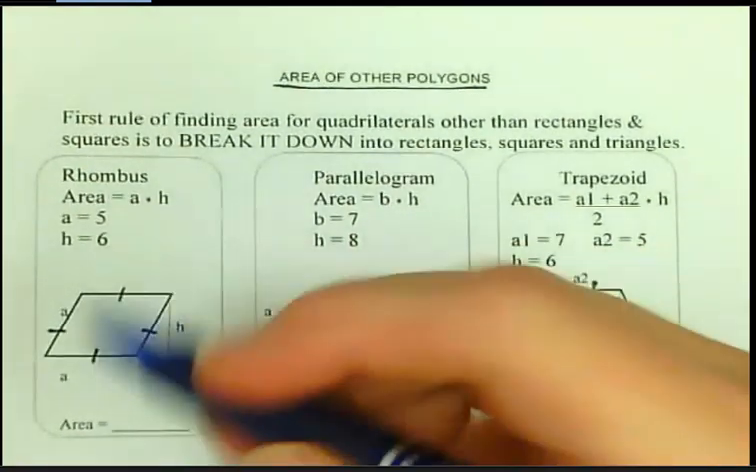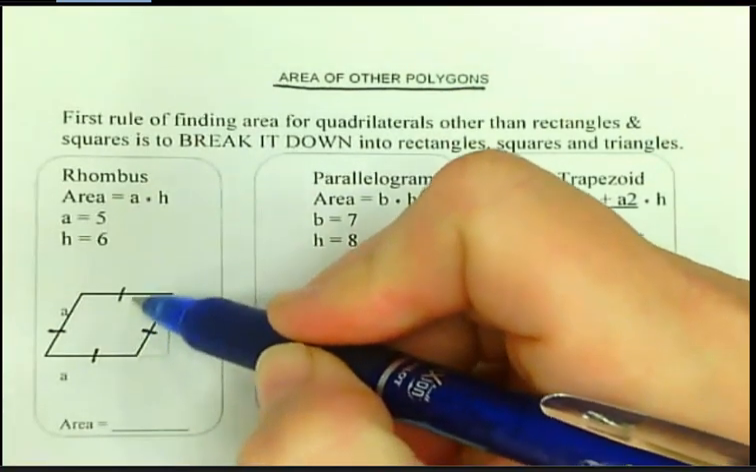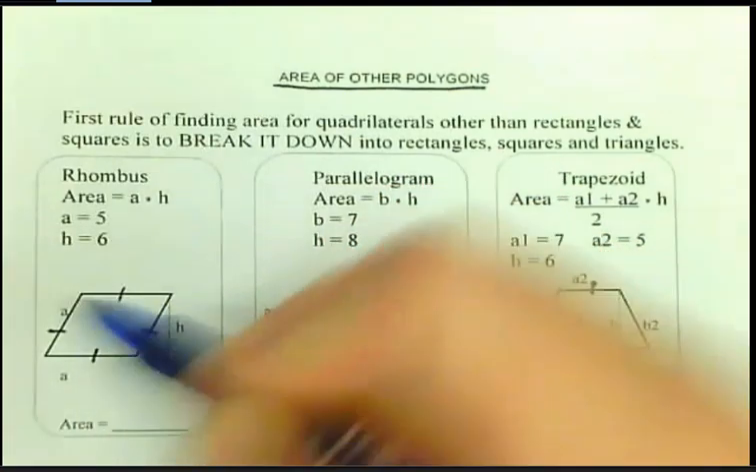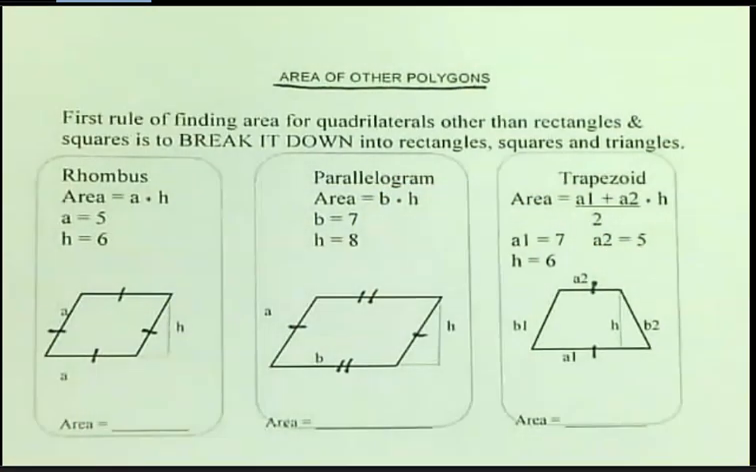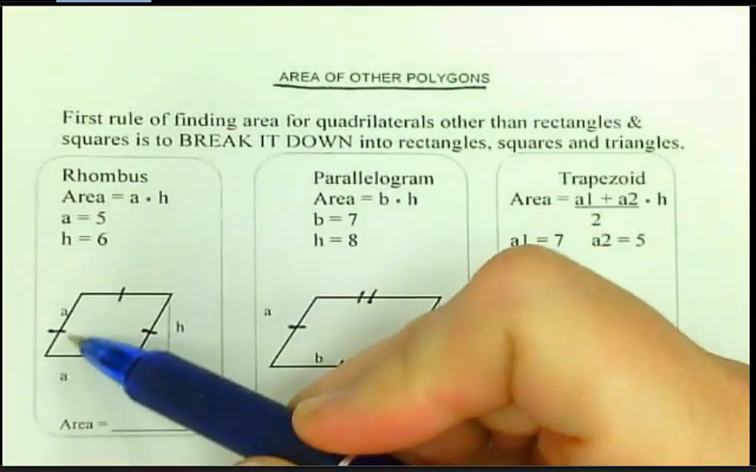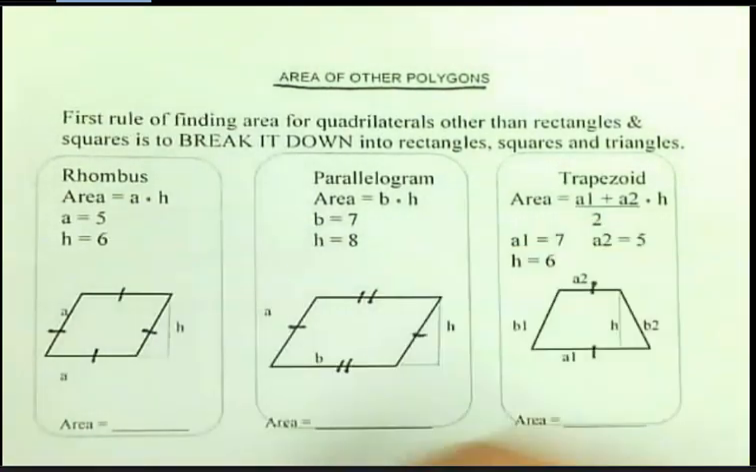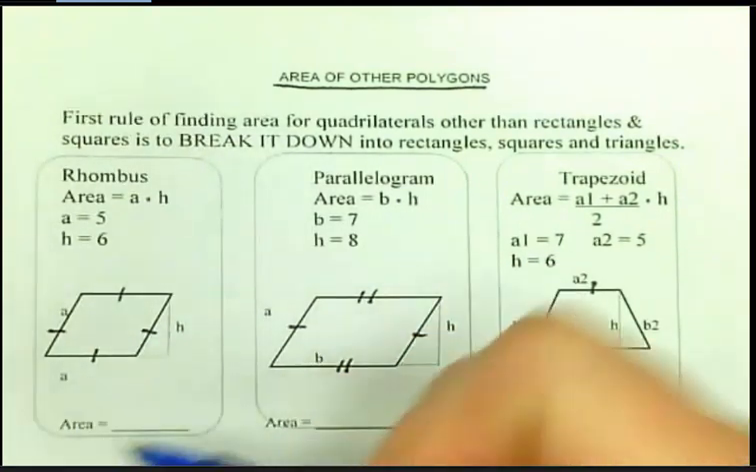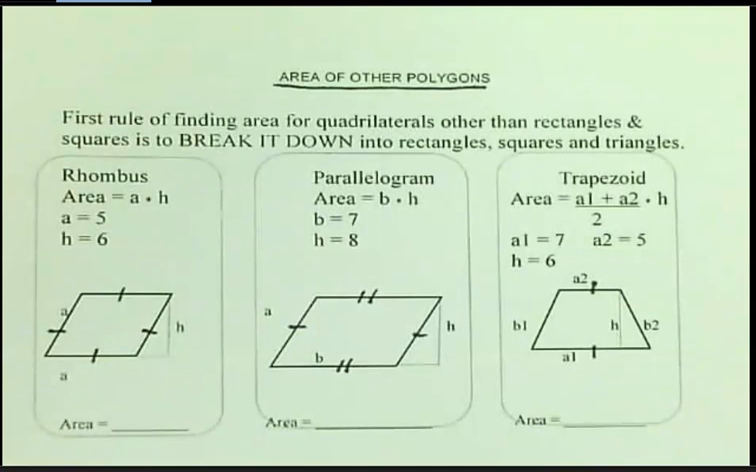I could take each of these shapes and go doot, doot, doot. There's a triangle, there's a triangle, and then I would have a rectangle here. So I could use what I learned in my previous lesson and find the area of that triangle, add them together, and then the area of that rectangle and add that, and then I would get my area. Guess what? For rhombuses, parallelograms, and trapezoids, there's a so much easier way to do it.